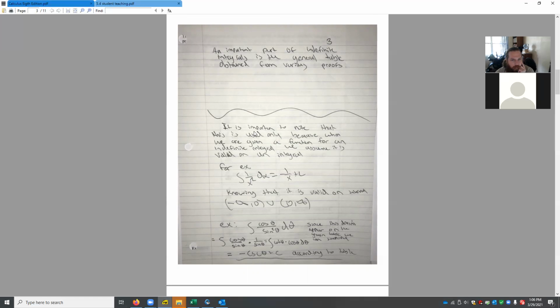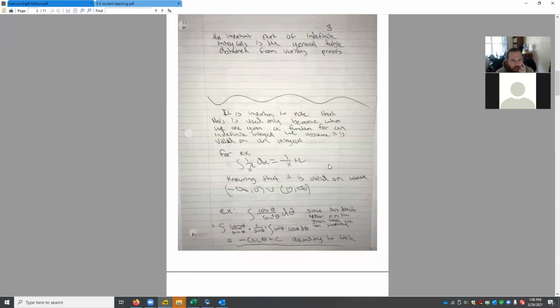And then an important note is that this is used only when we're given a function for its indefinite integral. We assume it is valid on the integral. Okay.